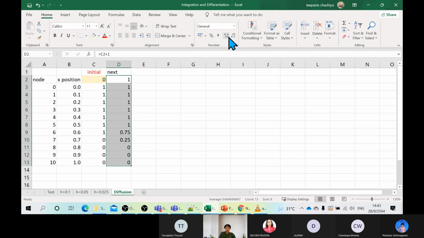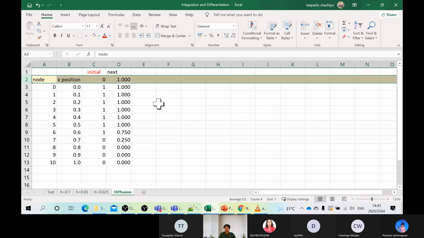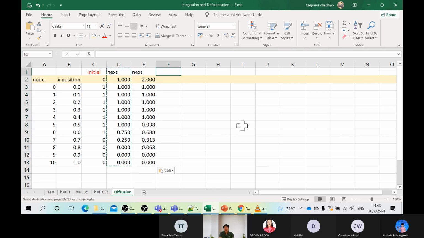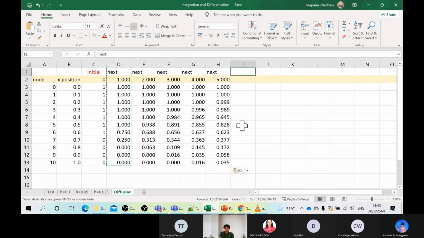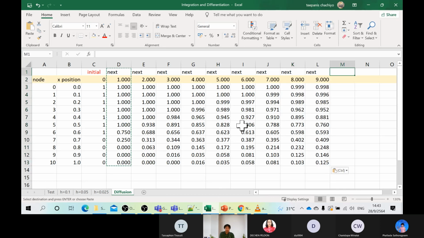Let me change just to make it look nice. The decimal point. There you go. That's only the 0 time. So how do we go to the next step? I just copy this and then paste it to the next cell. That's the next time step, next time step, next time step, next time step. Remember the yellow painted cells here tell you the time. Okay, now next time step, next time step, and next time step.